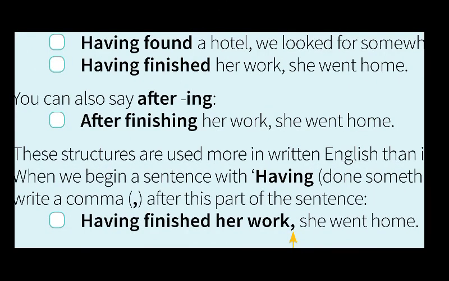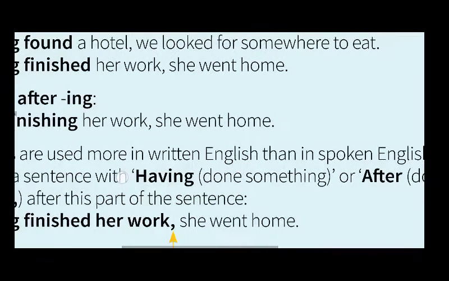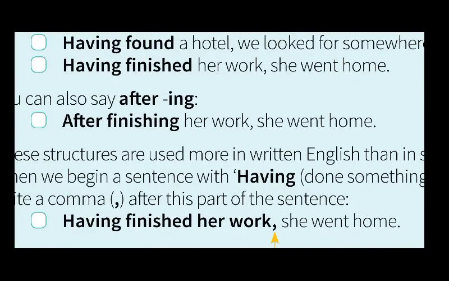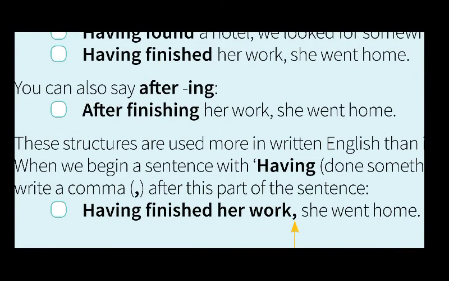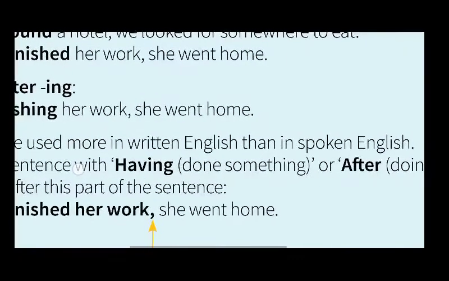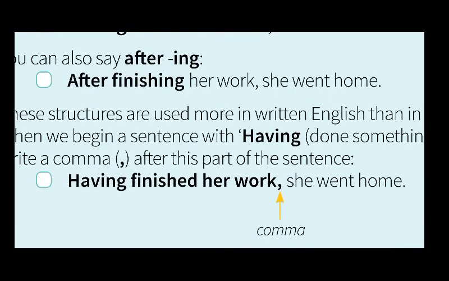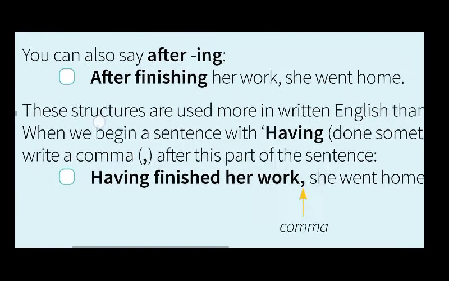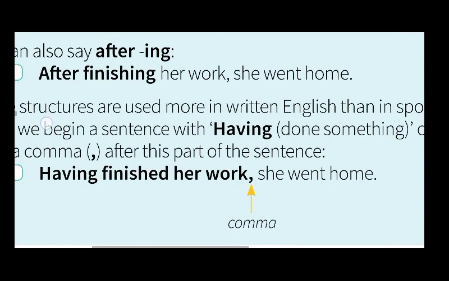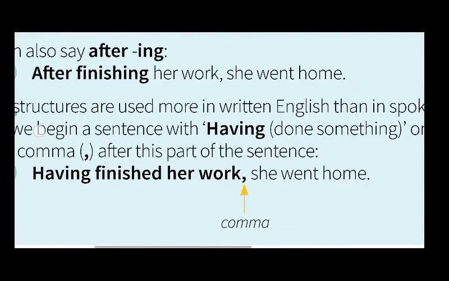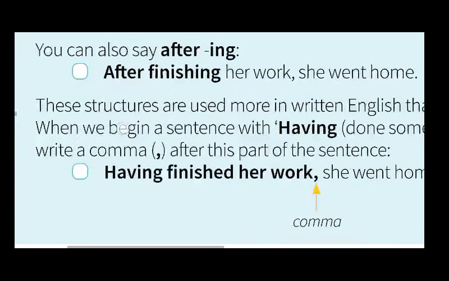These structures are used more in written English than in spoken English. That is, they are more formal than informal English. When we begin a sentence with having done something, or after doing something, we use a comma. We write a comma after this part of the sentence. Having finished her work, comma, she went home.